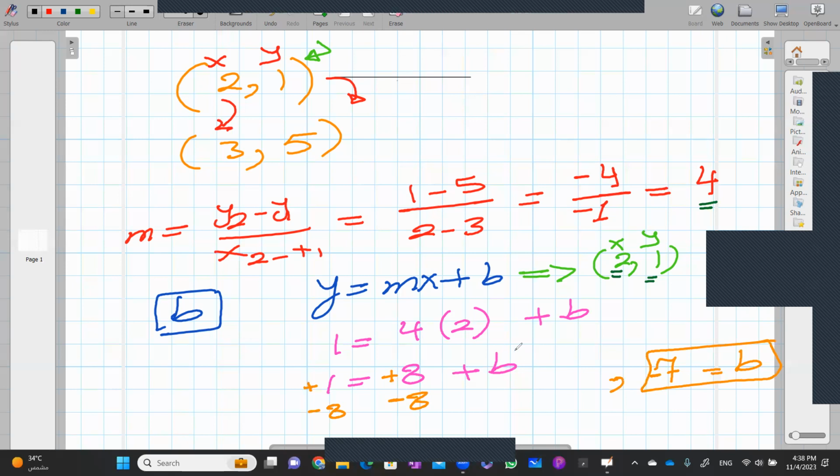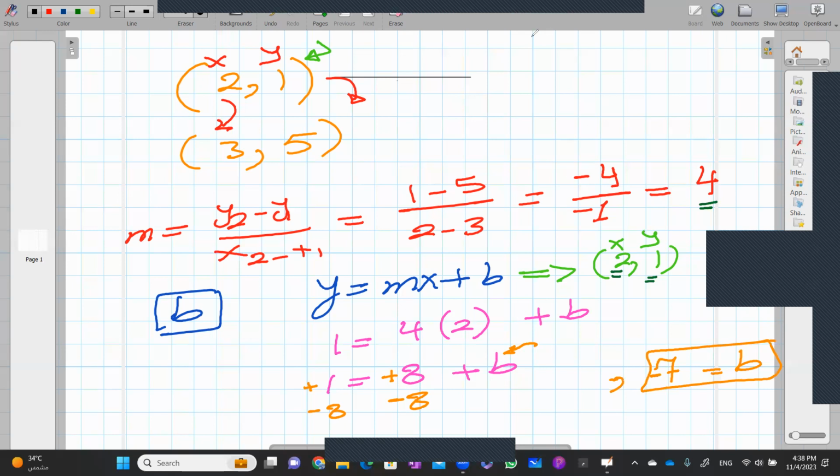We look at the side which contains the variable b. Remove which number beside b? 8. How can I remove positive 8? By the opposite sign, negative 8. Okay, 1 minus 8 or 1 negative 8 is the same. 2 different signs, then here it will be negative 7.